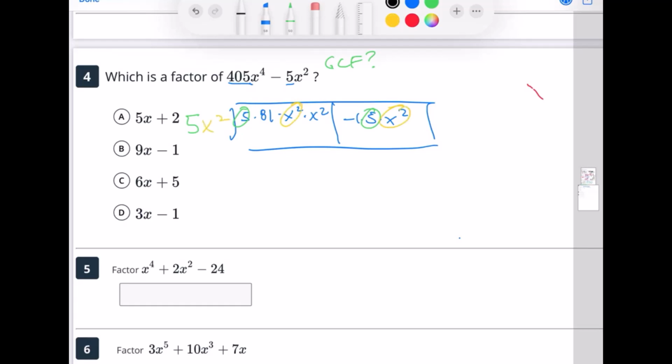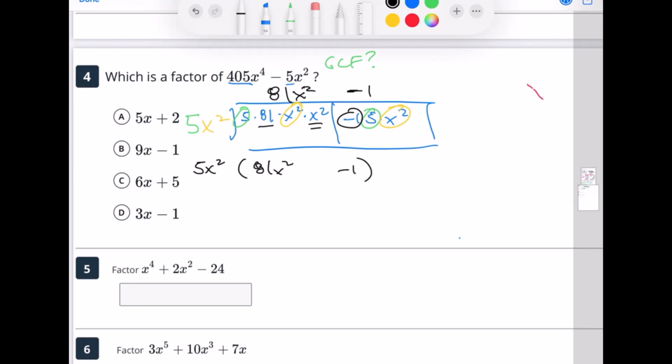Okay, what did we not circle? So 81x squared, and then over here you just have that negative 1. So 5x squared is my GCF, and then I have this one here.